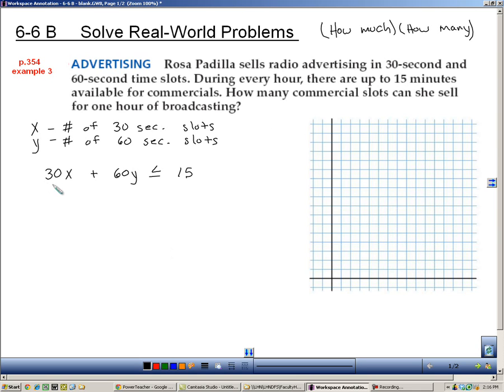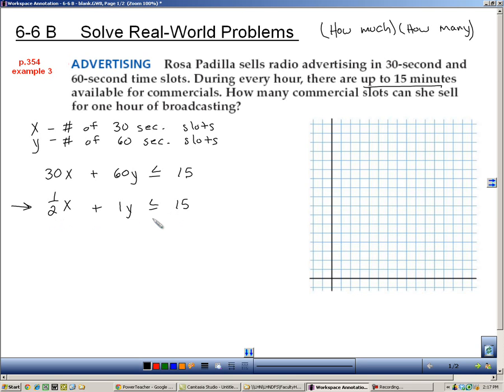Now this inequality isn't quite right, and the reason is that these numbers are seconds, 30 and 60, and 15 is in minutes. You can't mix your two units. So I'm going to turn 30 seconds into minutes. 30 seconds is half a minute, so 1/2 X. 60 seconds is 1 minute, so 1Y is less than 15 minutes. So there's my inequality: how much times how many for the 30-second commercials, how much times how many for the 60-second, and it all has to be under 15 minutes because it says up to. This is the inequality I'm going to use.